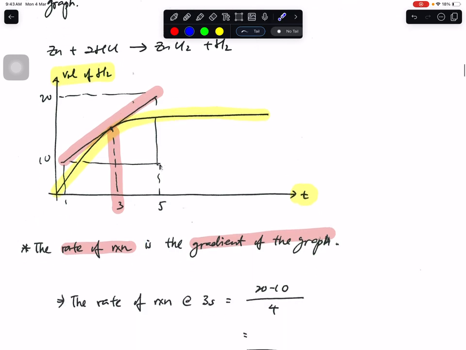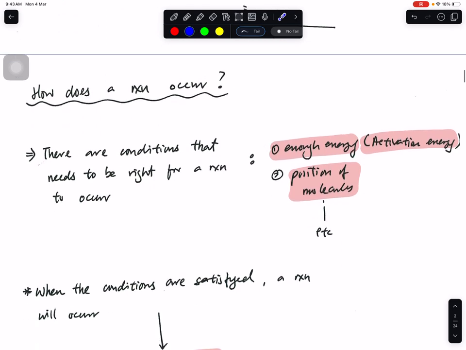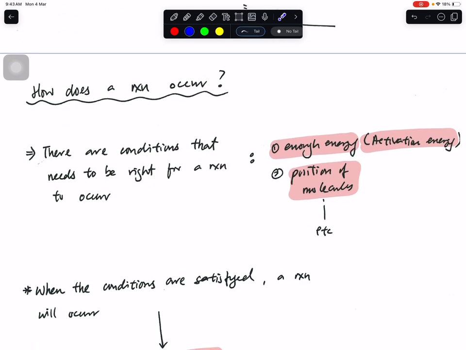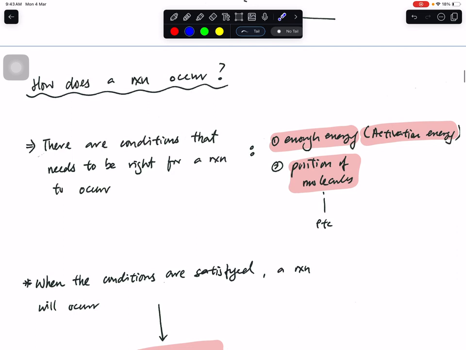So moving on to the next page, how does a reaction occur? For the reaction to occur, there are two conditions you must meet. The first condition is that you must have sufficient energy, or what we like to say, activation energy. Only when you have sufficient energy can your reaction occur.